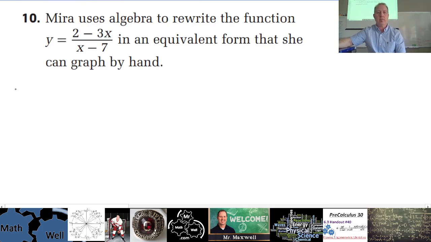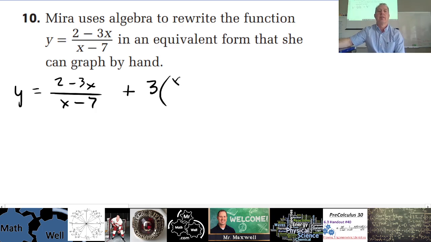So I would say here, I'll just rewrite some of this, but because I have a negative 3 x's, I'm going to add 3 of this fraction right here. Okay, so I'm going to pause there, let you write that down, and I'm going to stop and explain. I'm not done at all yet.